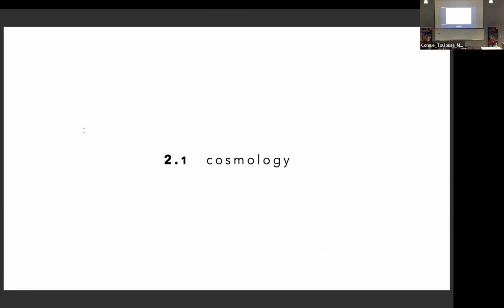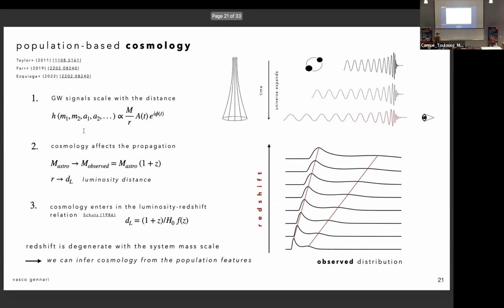So another class of application for this population analysis is cosmology. So I talked to you about masses and distance, but you may know that there are some complications in that, because the actual mass and distance that we observe when the signal arrives at the detector is not the true one, but is the one affected by the large-scale dynamics of the universe.